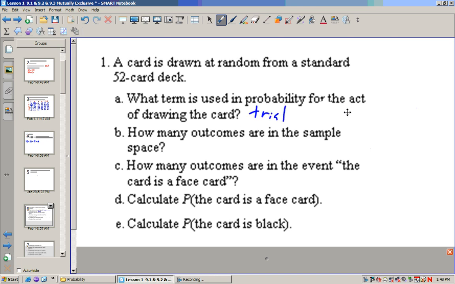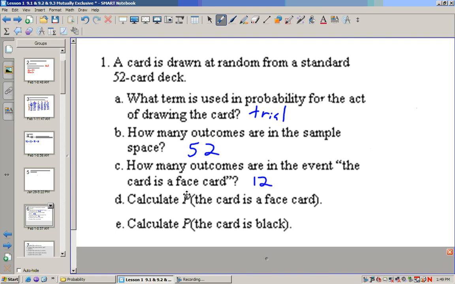How many outcomes are there in the sample space? Well, we're just drawing a card at random, so there's going to be 52 different outcomes because we're just drawing one card. How many outcomes are there in the event the card is a face card? Well, there's 3 face cards, Jack, Queen, and King in each suit, and there's 4 suits. So there's 12 face cards.